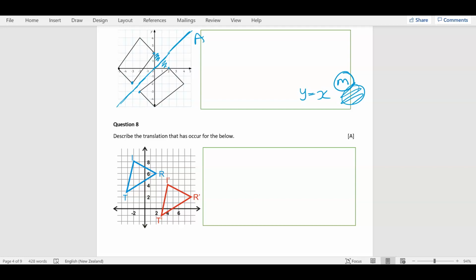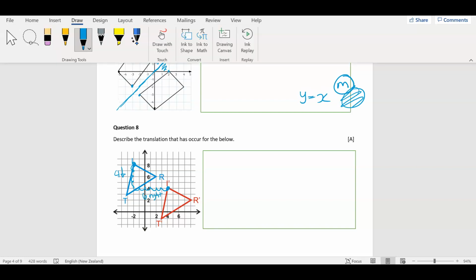So we know it's translation. We've now got to describe it, and the key idea coming out from the translation is the up and down movement with the y-axis and the left and right movement of the x-axis. So let's have a look at the points. We'll start off at point I, and we can see it's going down 1, 2, 3, 4 units down, and then it's going across 1, 2, 3, 4, 5, 6 units right.